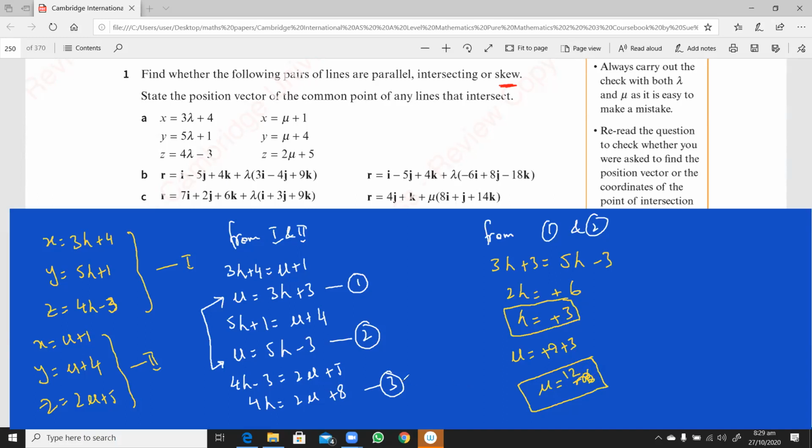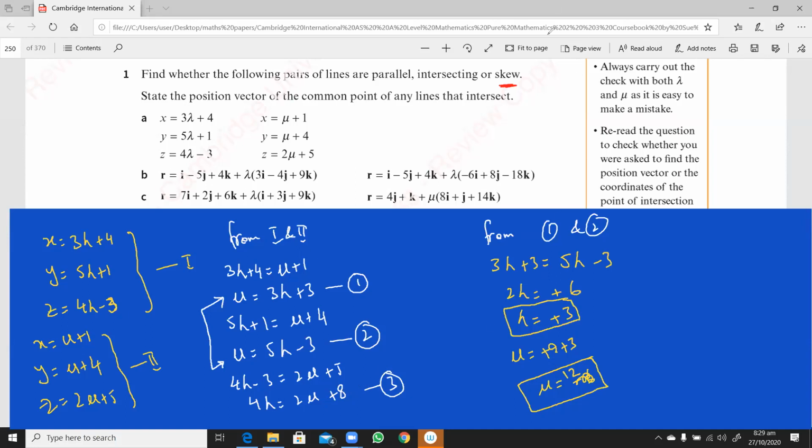Now, you have to test the third equation. Okay, you have to substitute these values into the third equation that you didn't use at all. Okay, if this third equation is satisfied, that would mean the two lines are intersecting. And if you don't get an identity, don't get this satisfied, that would mean the lines are skewed. They are non-parallel and non-intersecting.